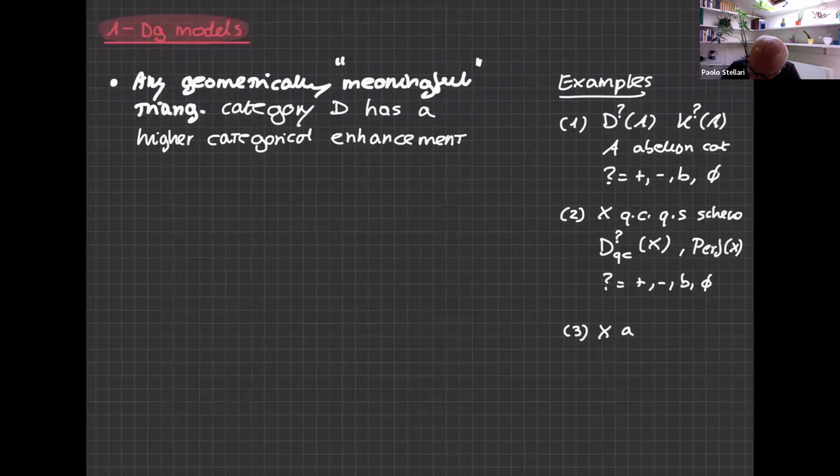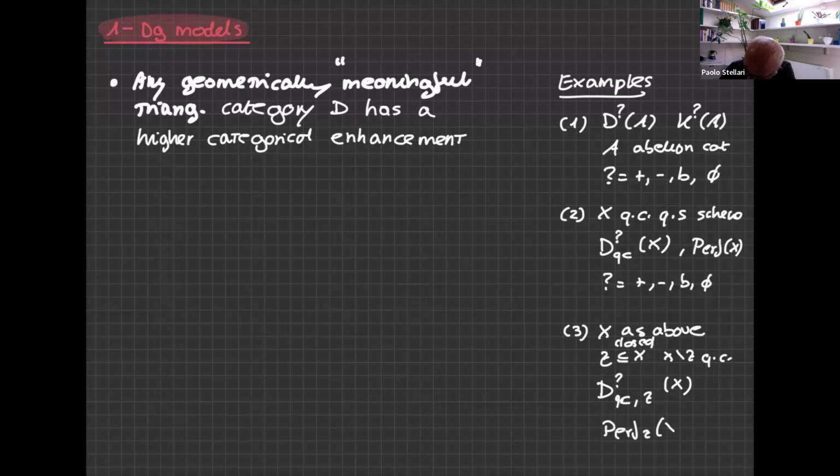So you can take X as above. And then you may look at Z inside X, such that the complement is quasi-compact. And then you might look again at a similar category: the derived category of O_X-modules with quasi-coherent cohomology and supported on the closed subset Z with a quasi-compact complement. Or of course, you can take the category of compact objects inside this category. So all of them possess higher categorical enhancements.